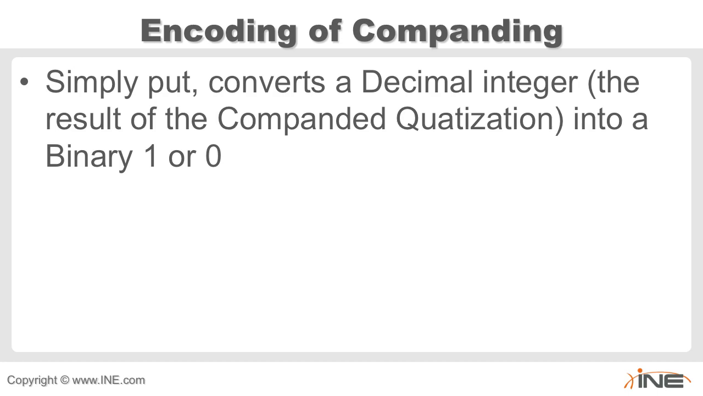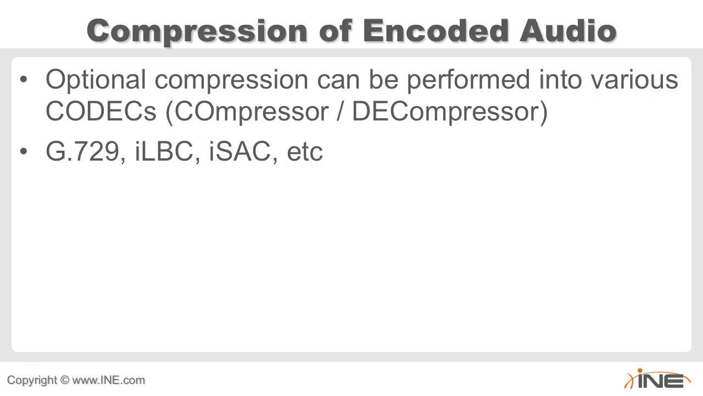So let's look at the encoding process. Simply put, we're now taking the smaller set of values, the companded quantization values, and putting those into decimal integers, and then into binary 1s and 0s. Then optional compression can be performed into various codecs. Codec is compressor-decompressor, such as G.729, iLBC, the Internet Low Bitrate Codec, and so on. So various compression mechanisms.